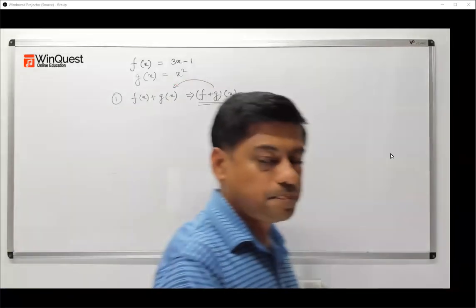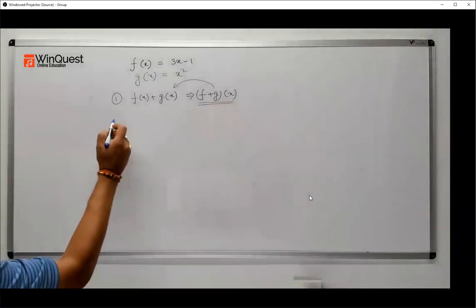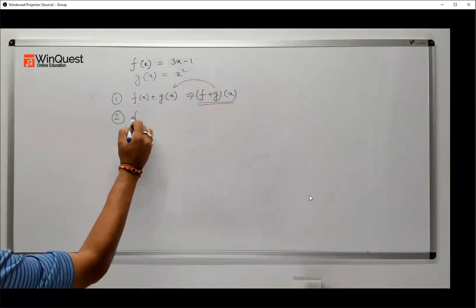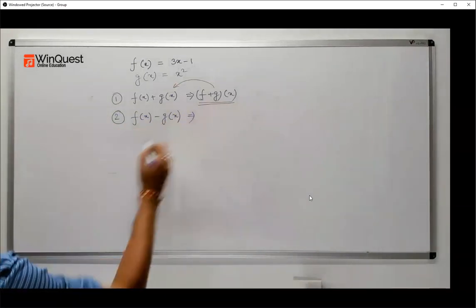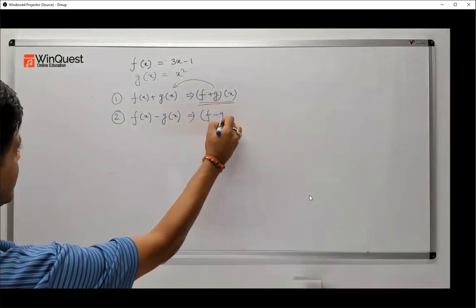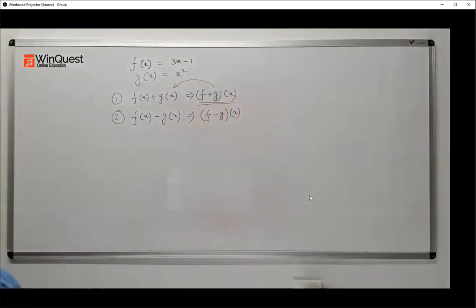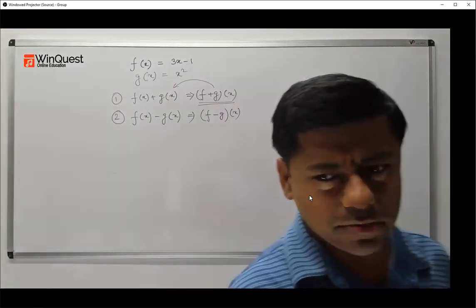Are we clear? Yes. Number 2, f(x) minus g(x). This can also be written as (f minus g) of x. Is that okay? Yeah. Easy, not that tough.